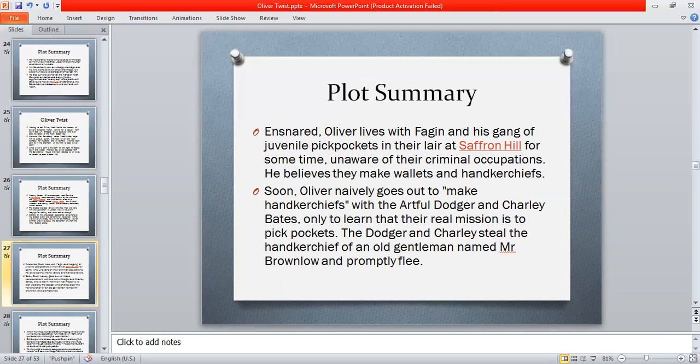Soon Oliver innocently goes out to make handkerchiefs with the Artful Dodger and Charlie Bates, only to learn that the real job is to pick pockets. The Dodger and Charlie steal the handkerchief of an old gentleman named Mr. Brownlow and flee.